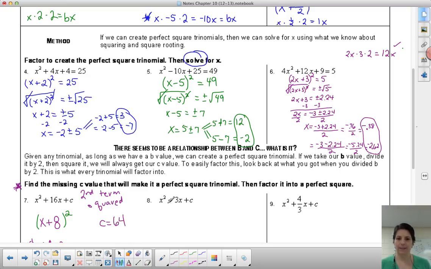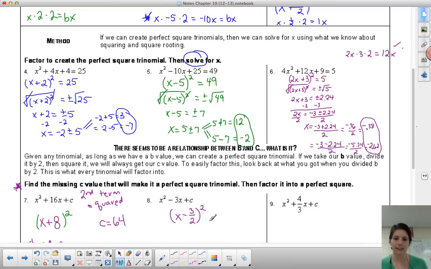Let's try number 8 together, because it's a little bit awkward. We would say, okay, it's got a leading 1, so the only way to make x squared is x times x. -3 divided by 2. Just leave it as a fraction. -3 halves. So there's my perfect square.